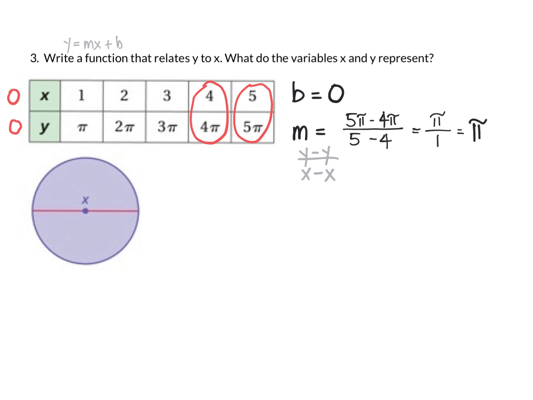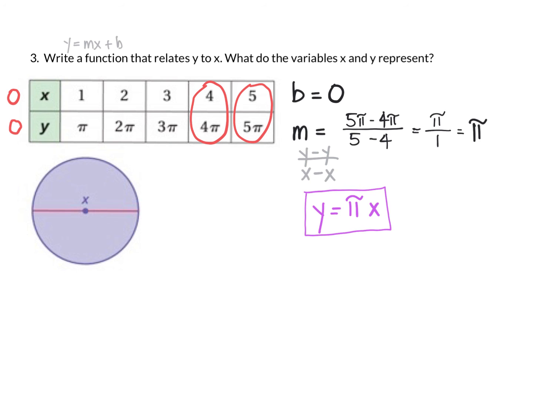So now we have our b and we have our m. We can substitute it into this formula, y equals mx plus b, and m is just pi, and b is 0. So we actually don't need to write the 0. So then the function is just going to be y equals pi times x.